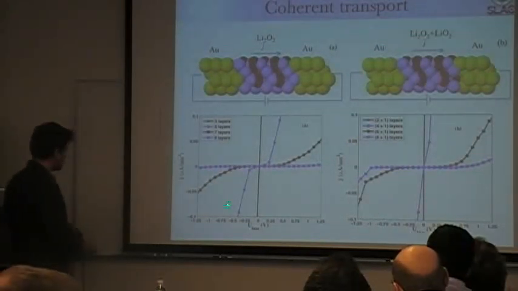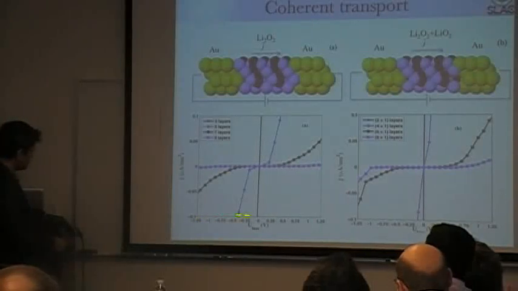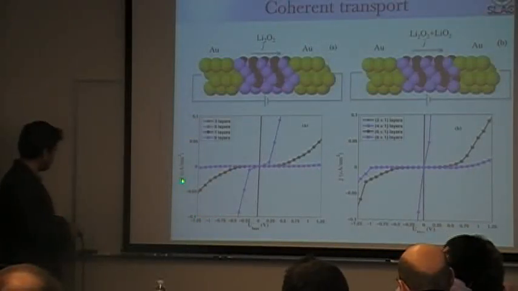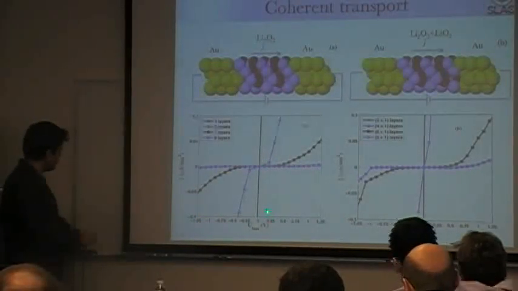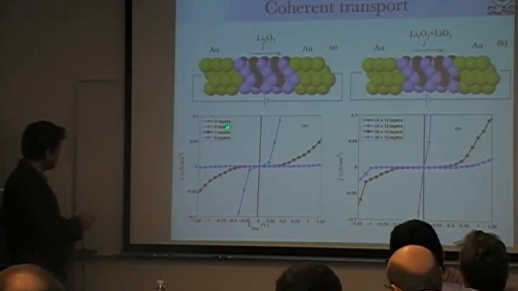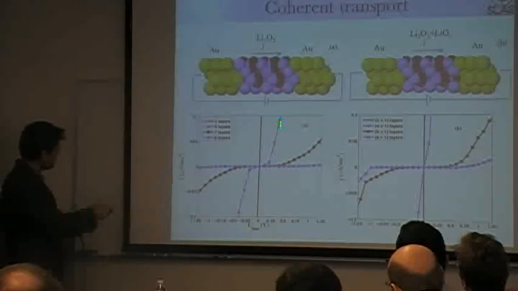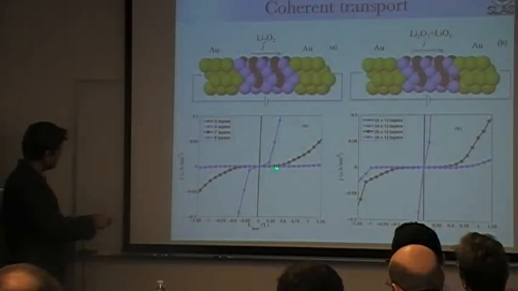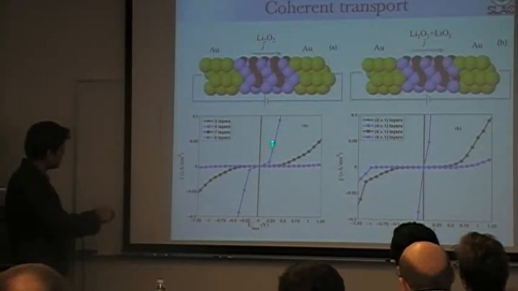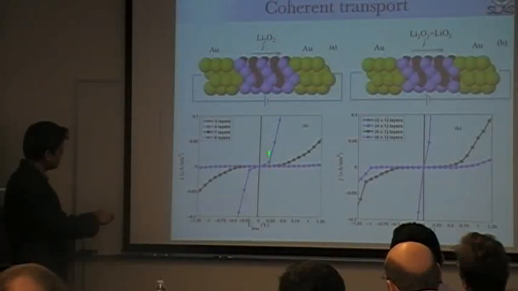But what you see is the following. These are bias on the x-axis, current supported on the y-axis. And if you take a slice at a constant bias, I don't know, the colors don't come out that well, but this is 3 layers, this is 5 layers, this is 7 layers, and this is 9 layers. And if you take a constant bias slice, what you see is the current drops dramatically.